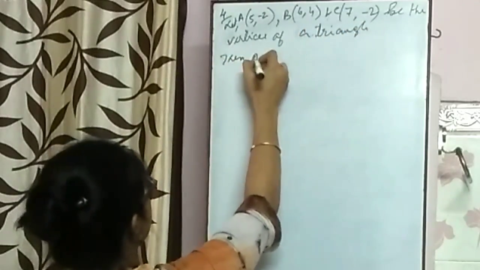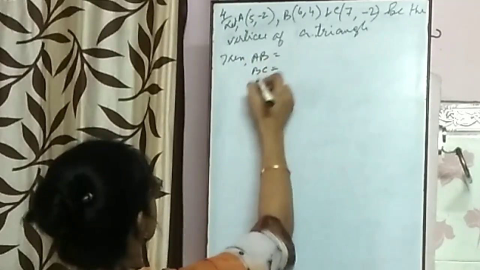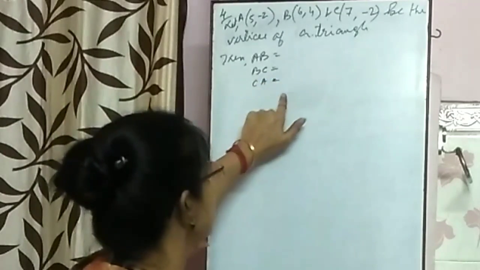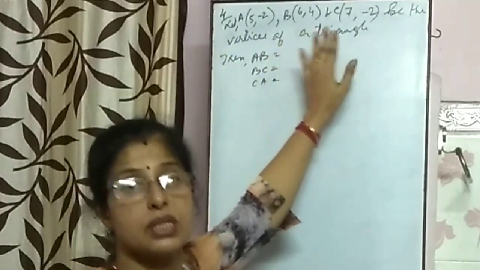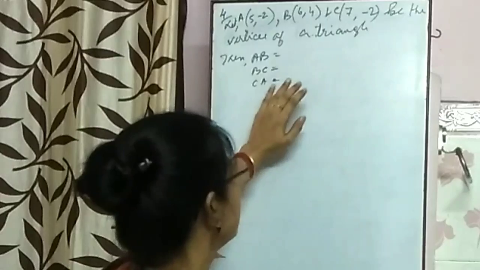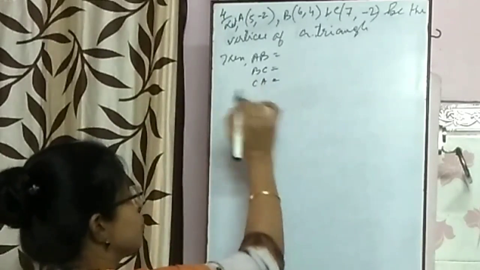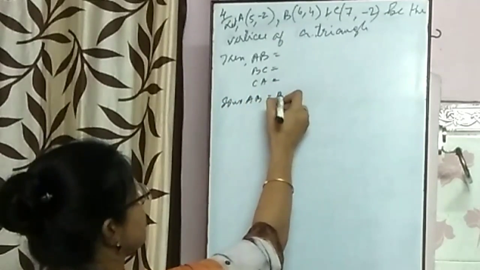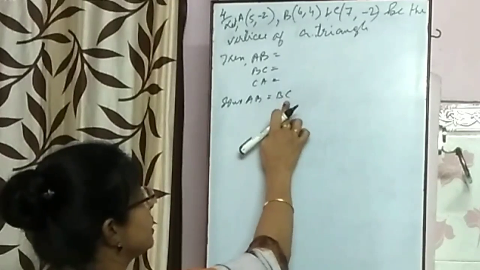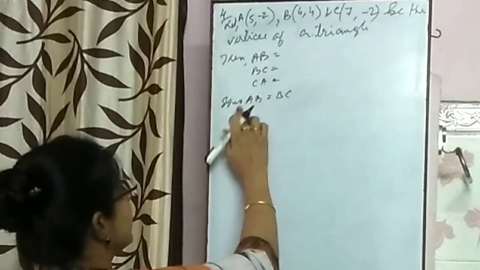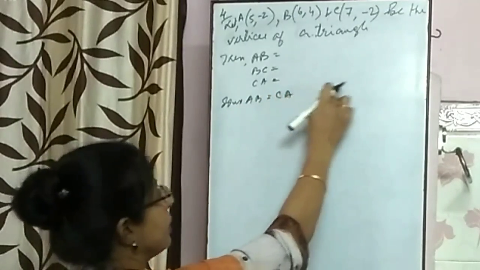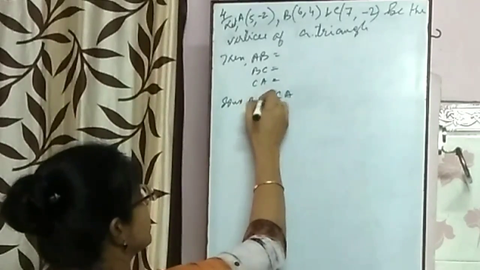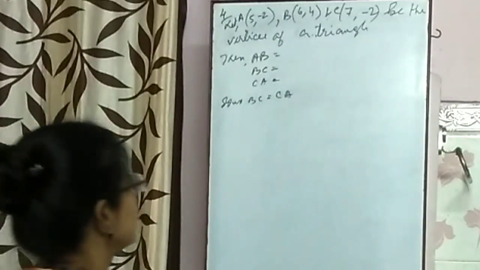Then you find AB, BC and CA. If any two sides come out equal, then you write, for example, since after getting these values AB is equal to BC, therefore ABC is an isosceles triangle. Instead of AB and BC, if it comes AB and CA, then you write it's an isosceles triangle. Likewise for BC and CA, since these two are equal, therefore it is an isosceles triangle.